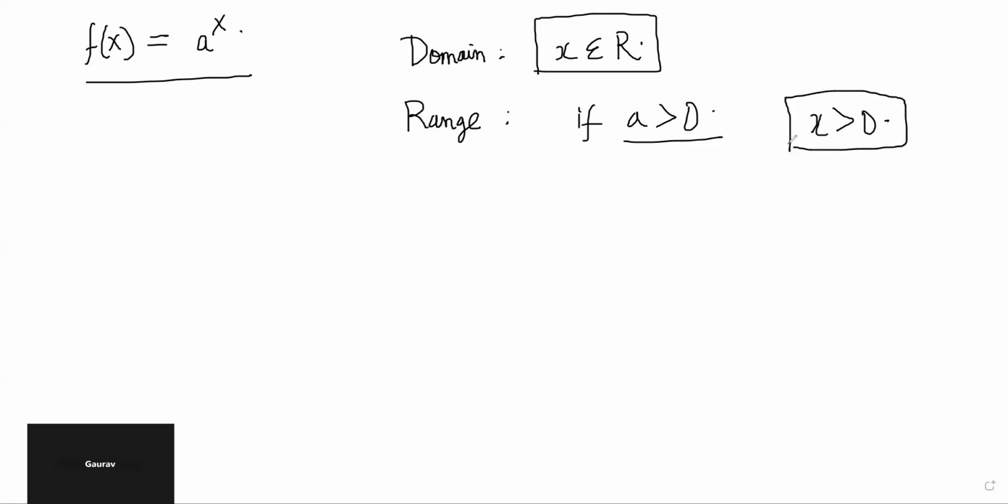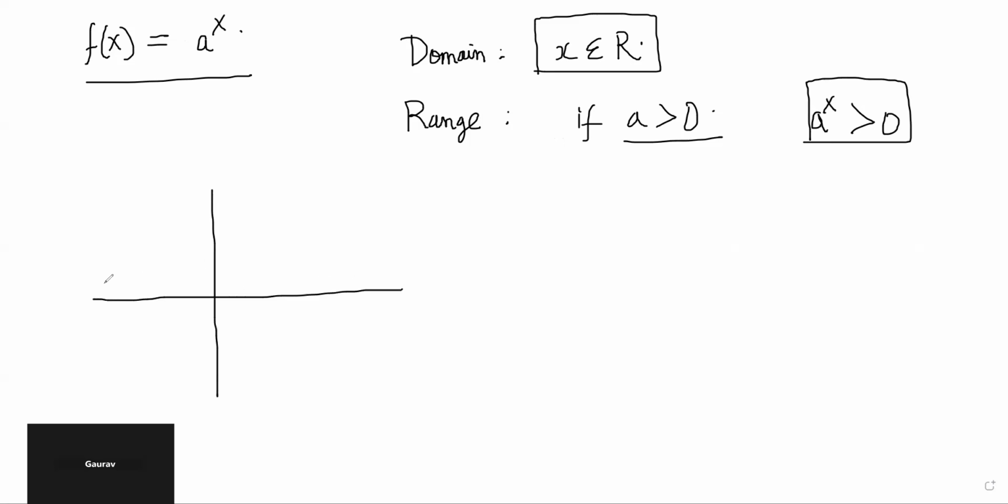A power x is always positive, right? So the outputs would be basically anything above 0. Anything above 0 can be an output, right? The graph of your typical exponential function looks like this. It goes up. When x is 0, the value will be 1, right? When x is very negative, it will tend to 0, right? And it rises up like this. This is your exponential function.